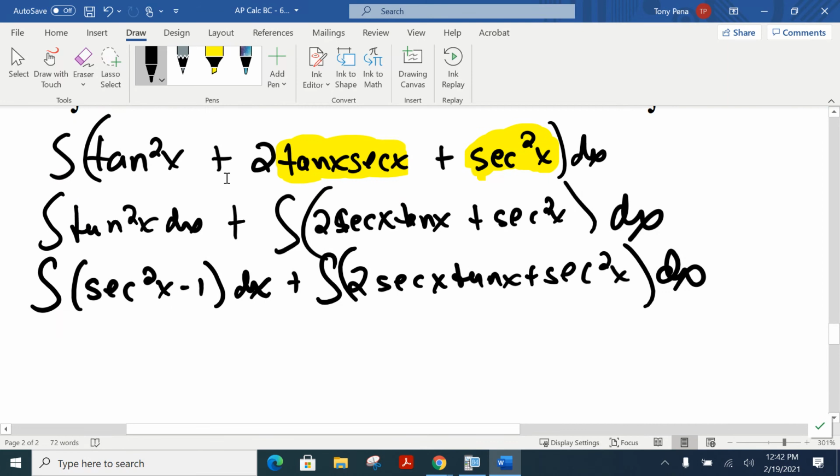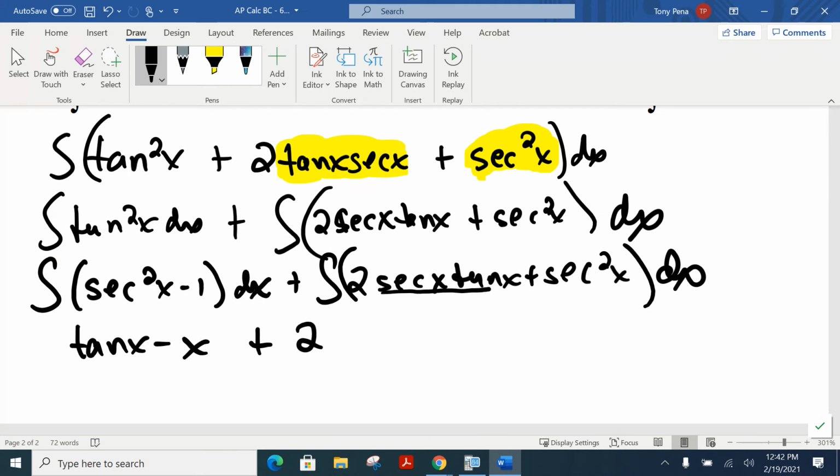But now that they're all ready to go, now we'll go through this. So the antiderivative of secant squared is tangent of x minus x, plus 2, and then the antiderivative of secant tangent. Hopefully we remember how that was secant of x, correct? And then the antiderivative of secant squared, we just did over there, is a tangent of x again, and then plus your constant.